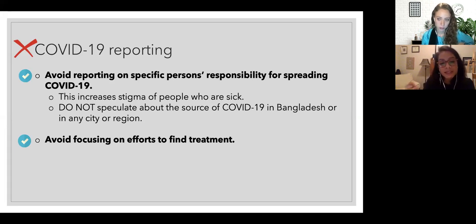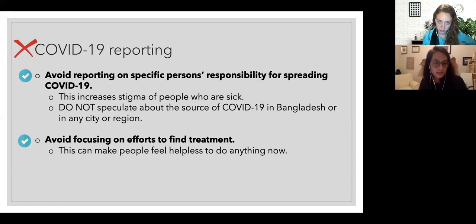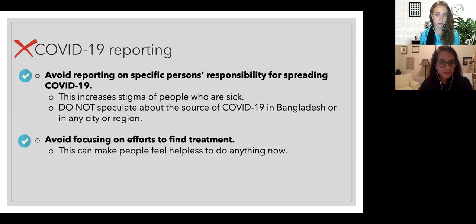And it is recommended that we avoid focusing on efforts to find treatment. And this may seem a little counterintuitive because treatment will be a really great relief for this situation. But because we know that it's going to take a while, and because we know we will throughout the process have many positives and negatives, this can make people feel helpless that they can do anything in the immediate moment. And again, we want them to use this information to take action to protect themselves and to protect those around them.